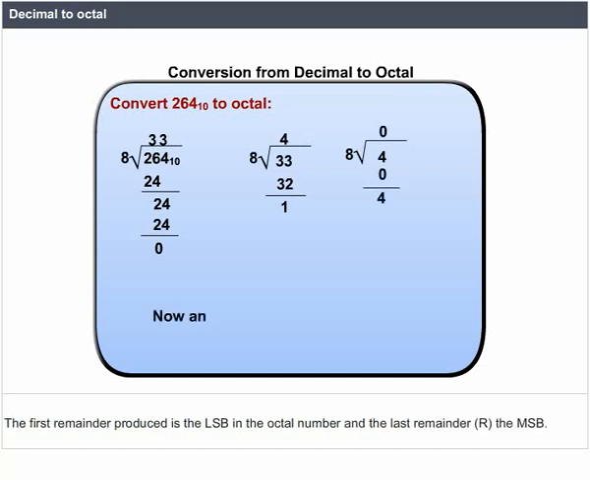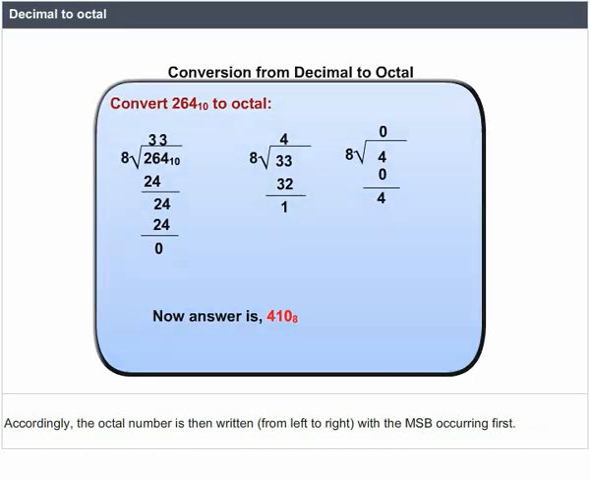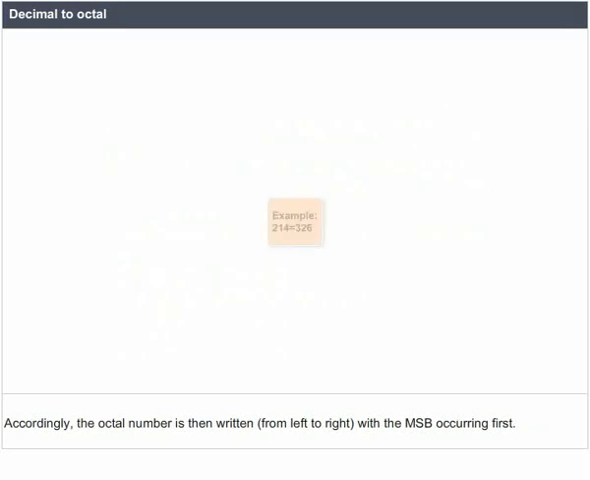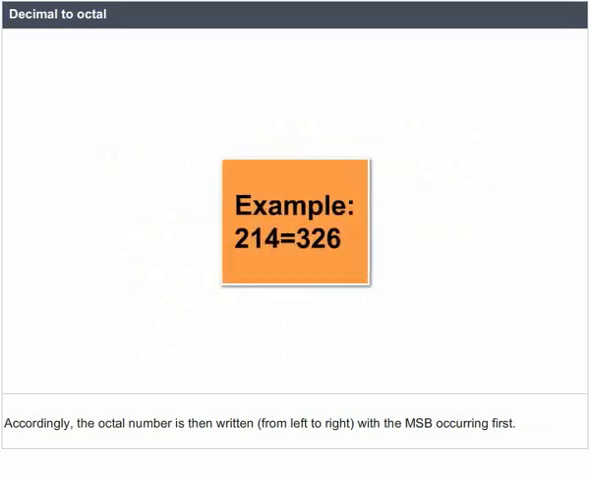The first remainder produced is the LSB in the octal number and the last remainder is the MSB. Accordingly, the octal number is then written from left to right with the MSB occurring first. Example: 214 equals 326.